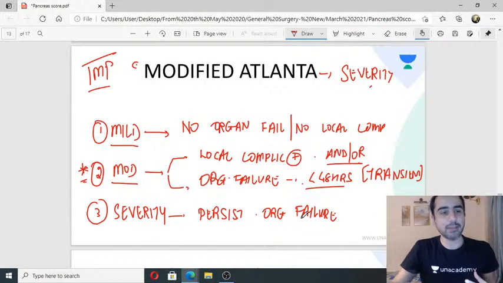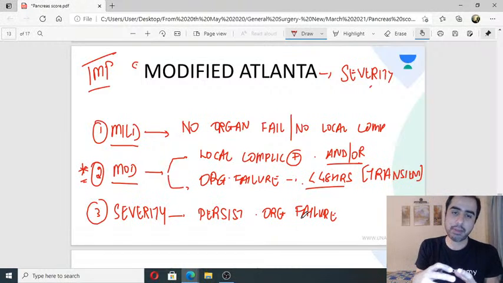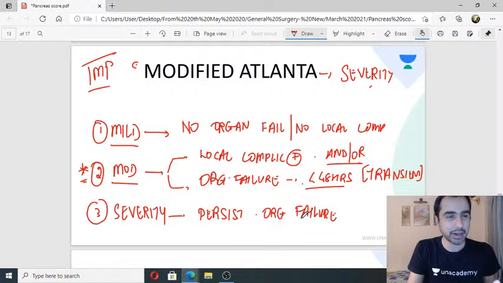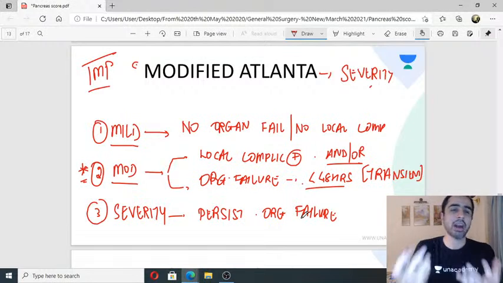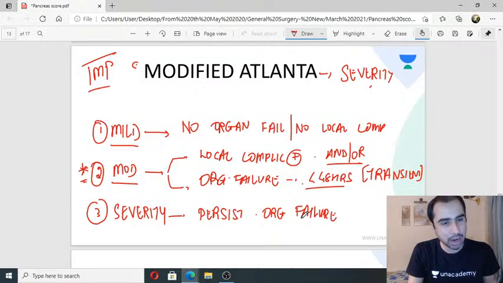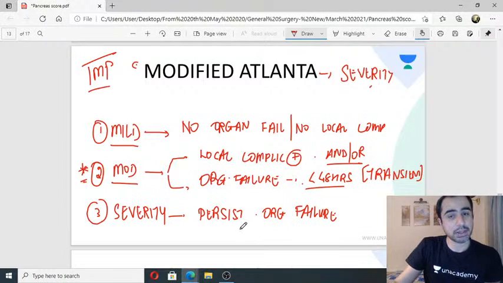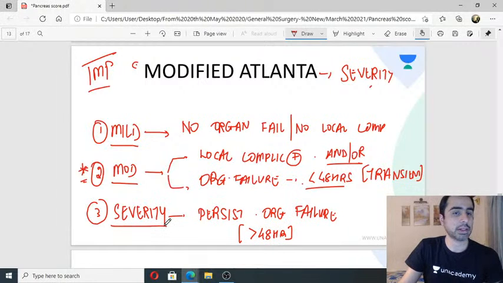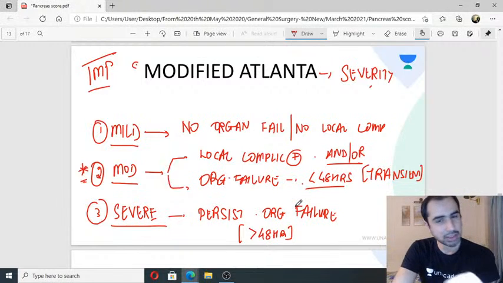Understand, pancreatitis is not a local disease, it's a systemic disease. The body mounts an inflammatory response. So though the inflammation starts in the pancreas, other organ systems start getting affected. You can have renal failure, ARDS, cardiac failure, DIC, paralytic ileus, and many other systemic complications. If they persist for more than 48 hours, then only you will call it severe acute pancreatitis. This is the criterion commonly used today: persistent organ failure. Whether there are local complications or not doesn't matter.